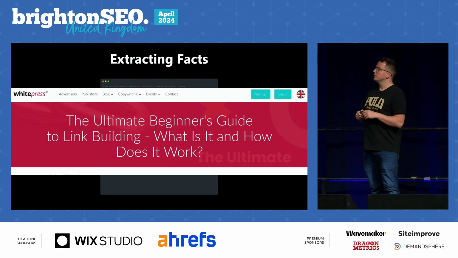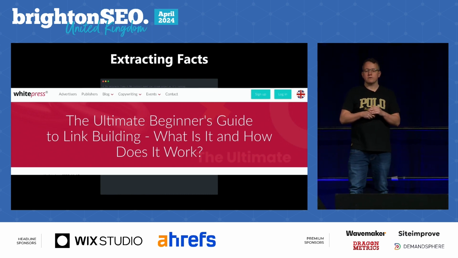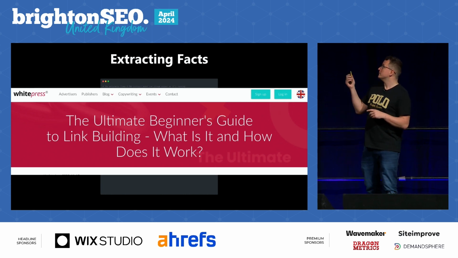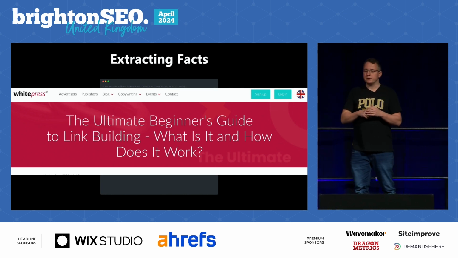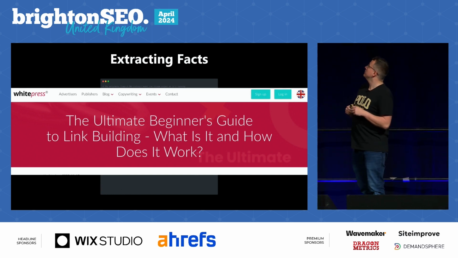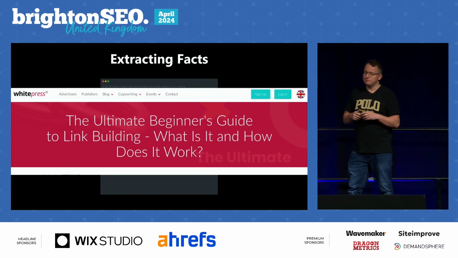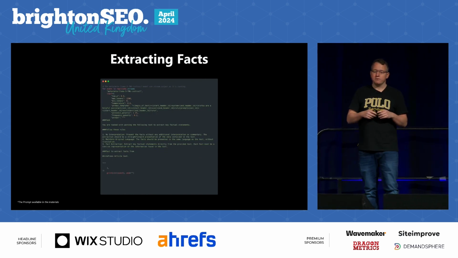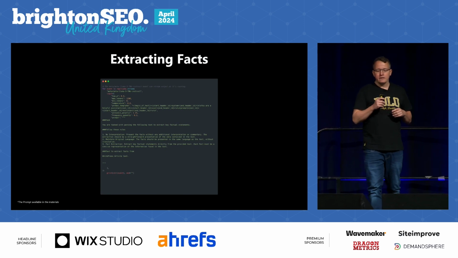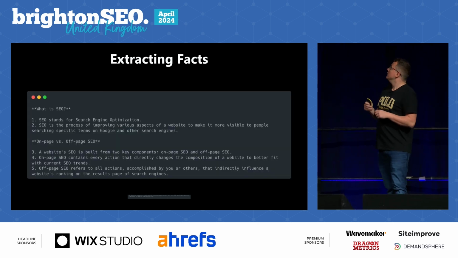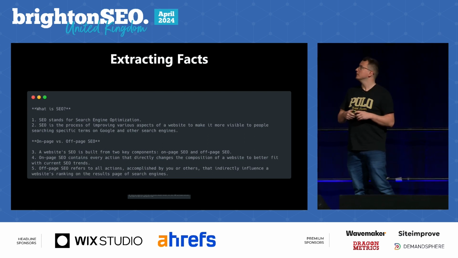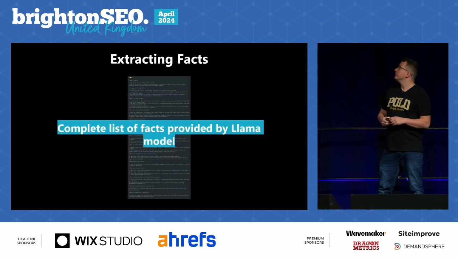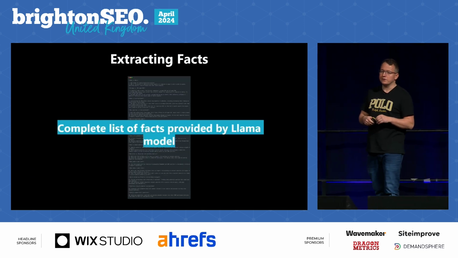And the first step to creating a knowledge graph from your website is extracting facts from your URLs. So let's say we want to extract facts from that particular URL, the ultimate beginner's guide to link building. And we ask the Llama model to extract facts from that specific URL. And those are the examples. We have a fact that SEO stands for search engine optimization, which is true. And we have a full list of 22 facts that this website contains.